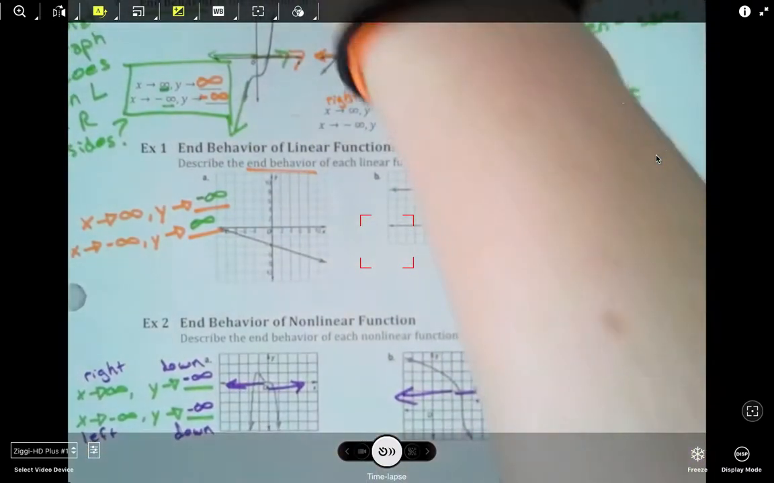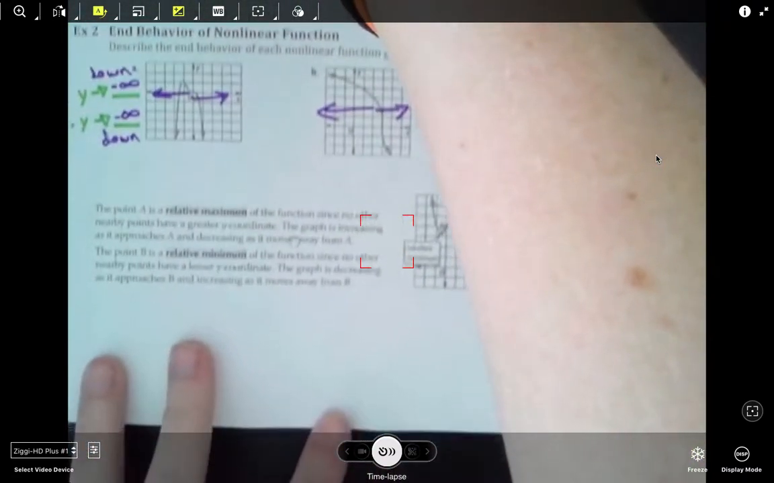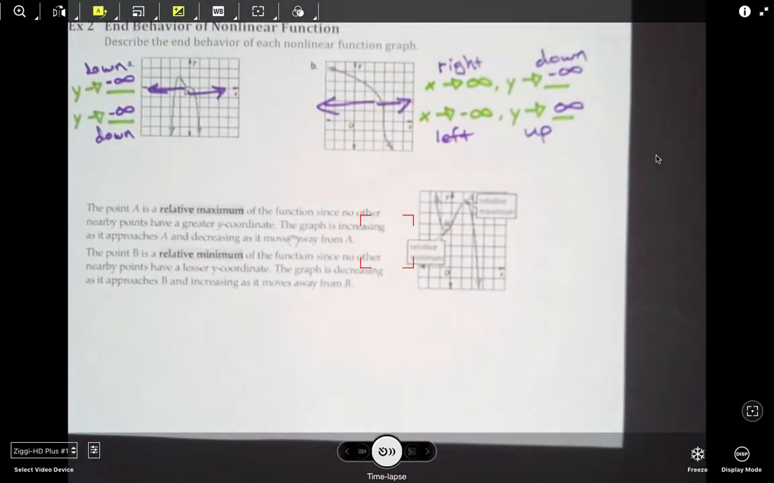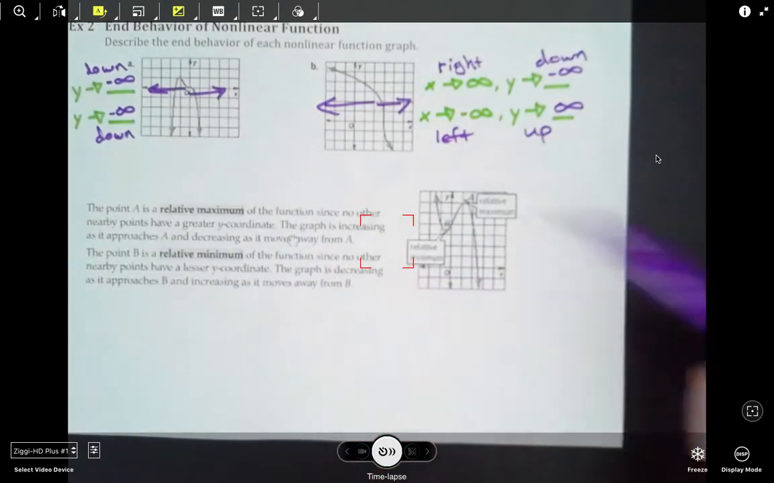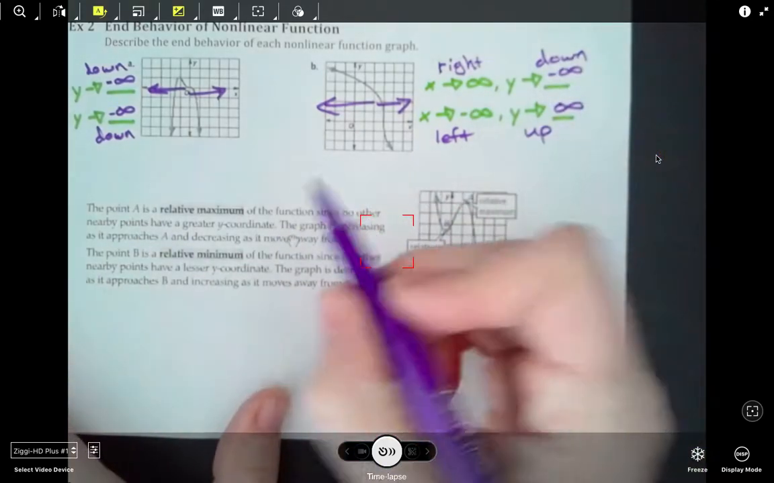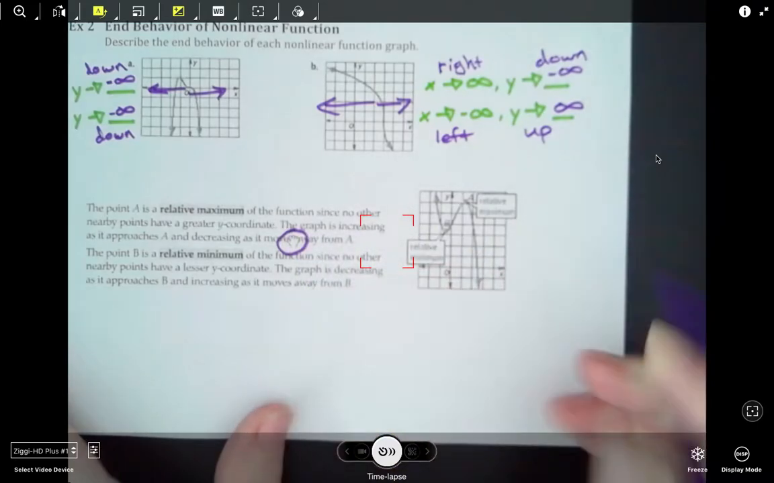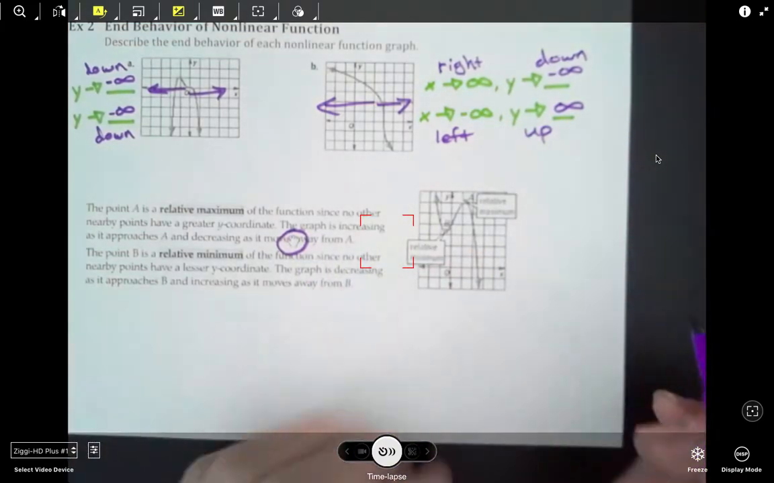All right, down to the bottom. You guys have any questions so far? Okay. All right. Relative maximum and relative minimum. There's a lot of stuff in here. You can read those if you want to. Oh, look at my cursor. You see the little hand? Ha. Okay, so he's in there.